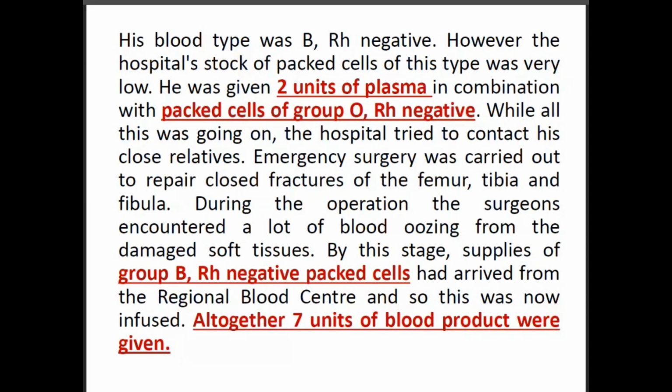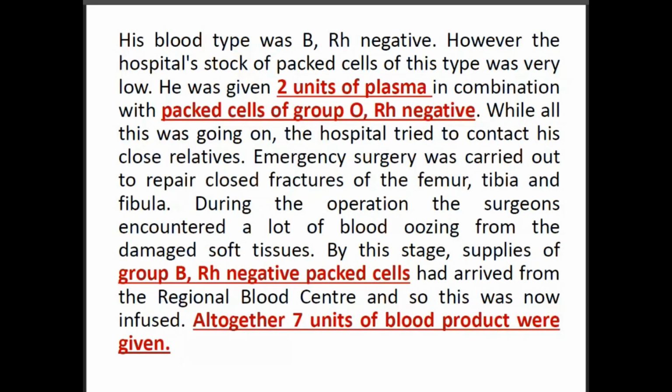So luckily for him, they found blood products. He was given 2 units of plasma in combination with packed RBCs of group O, Rh negative, which is okay, not the ideal. So in general, we say each patient needs to be given his own type of blood, but in general, O is a universal donor, so we can give it to anyone.